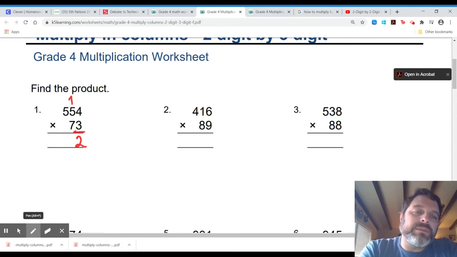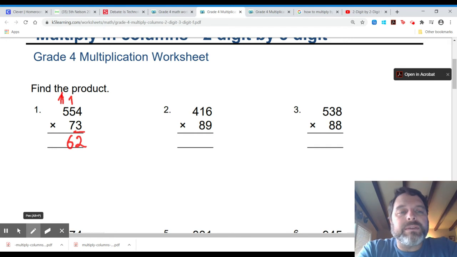3 times 5 is 15, plus 1 is 16. Now, really, my answer isn't 16, it's 160. But I'm going to write the 60 down there, and I'm carrying the 100. The 100 is going to go on top of the 5.